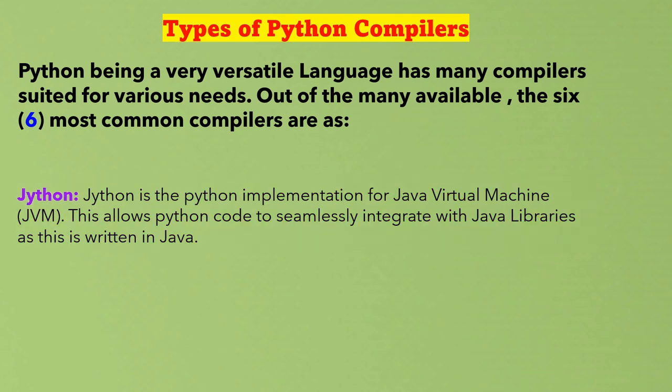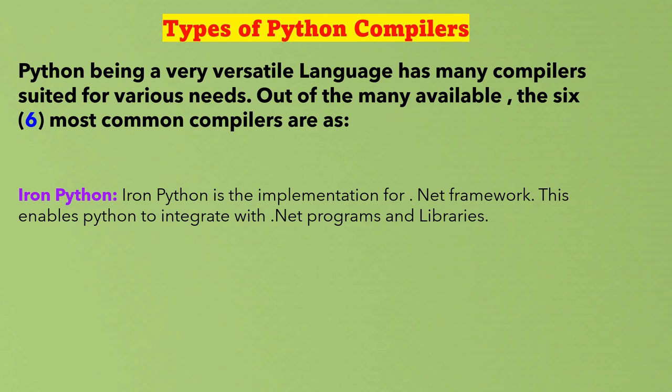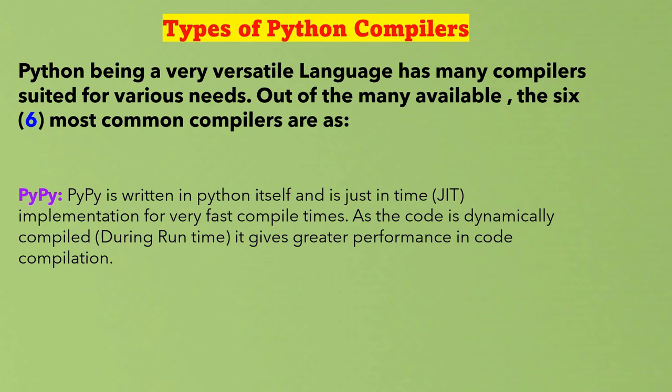Jython. Jython is the Python implementation for Java Virtual Machine, JVM. This allows Python code to seamlessly integrate with Java libraries, as this is written in Java. IronPython. IronPython is the implementation for .NET framework. This enables Python to integrate with .NET programs and libraries. PyPy. PyPy is written in Python itself, and is just-in-time, JIT, implementation for very fast compile times. As the code is dynamically compiled during runtime, it gives greater performance in code compilation.